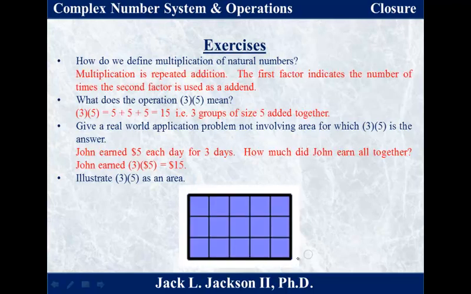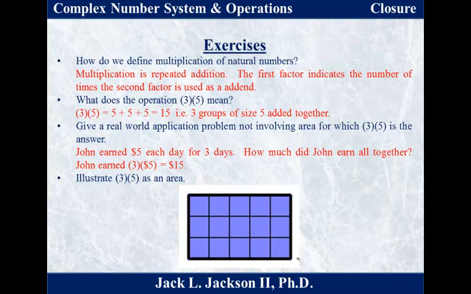Okay, now you're back, and hopefully you've worked through this exercise, and here's what we should get. Multiplication is defined as repeated addition. The first factor indicates the number of times that the second factor is used as an addend. So for example, 3 times 5 means 3 fives added together, 5 plus 5 plus 5. Of course, that turns out to be 15. In other words, this is 3 groups of size 5 added together.